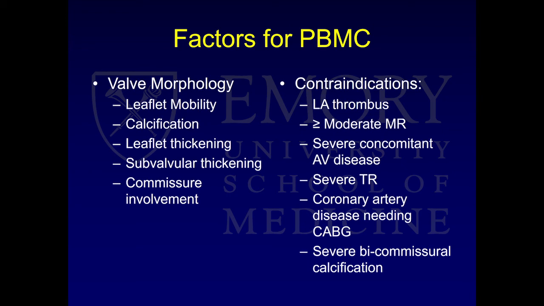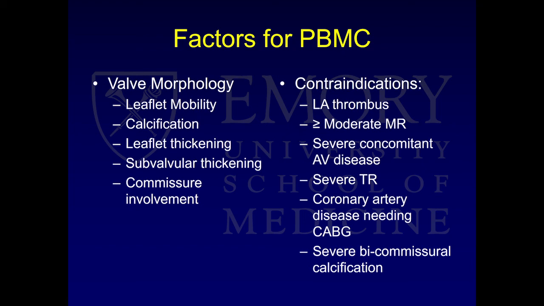You can look at it in a table, but these are the features that we look at. And so the worse the thickening, the worse the calcification, the worse the mobility, the less likely that's going to be. One of the other features that's not in the Wilkins score, but that is highly associated with poor balloon candidacy would be high commissural involvement with very heavy calcification. If you basically have bicommissural calcifications, it's not going to work with a balloon. You're going to need surgery.